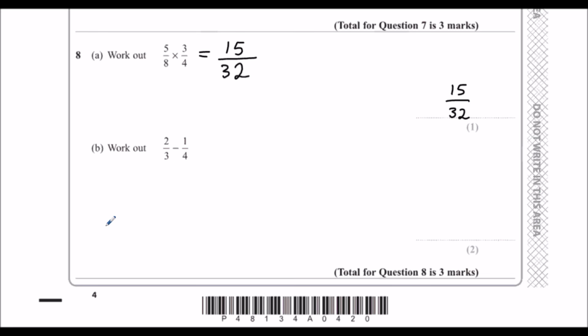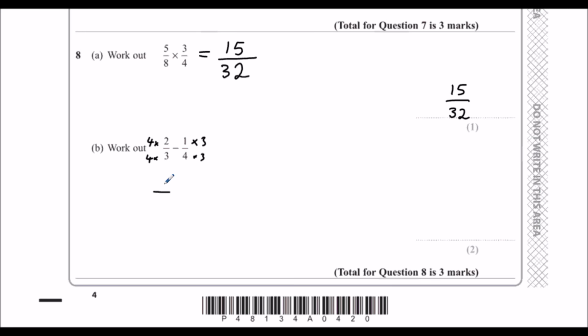Part B, we're subtracting fractions. To subtract fractions, we need to make the denominators the same. So for the first one, I've got to work out 2/3 minus 1/4. For the 2/3, I'm going to multiply top and bottom by 4. And for the 1/4, I'm going to multiply the top and bottom by 3. I'm going to do that to make the denominators the same. They will both be 12 after I do this.